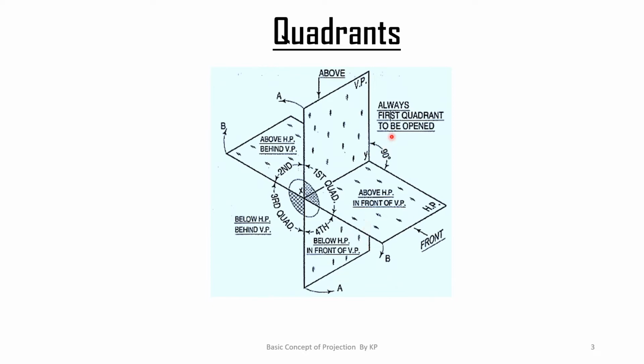So here if we are putting the object into the first quadrant, this is a three-dimensional pictorial representation, but on the drawing sheet we have to represent that in 2D.